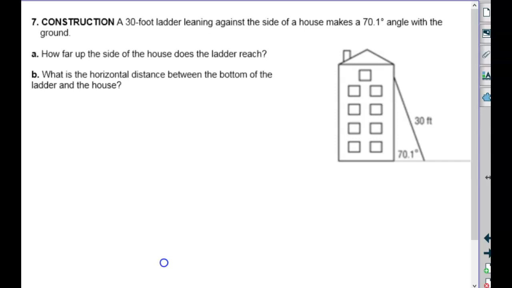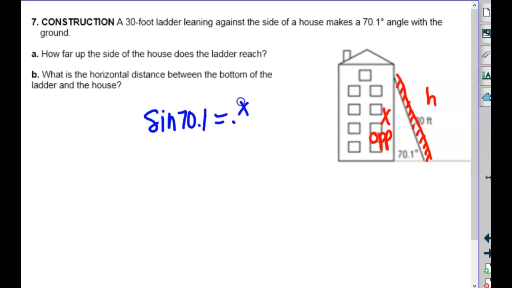Number 7. I don't know if we talked about ladder questions very briefly yesterday, but guys, the ladder is always leaning. It's the hypotenuse over here, okay? Please do not make the ladder straight up and down. 70.1 is the angle between the ladder and the ground. How far up the side does it reach? So that makes x here, which would be opposite of that angle. When we know the hypotenuse, which would be which function?